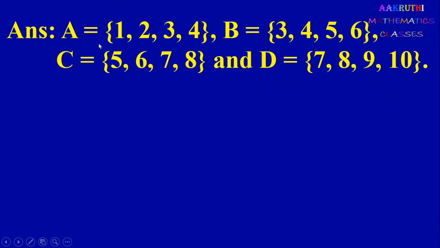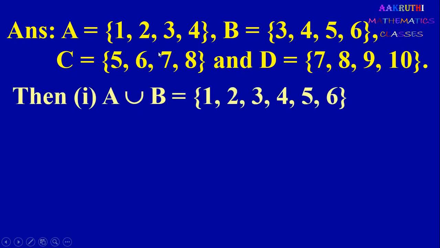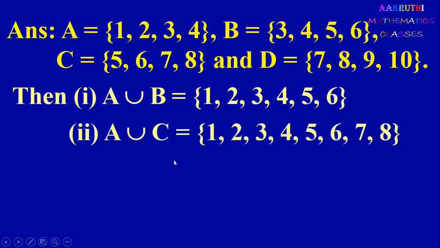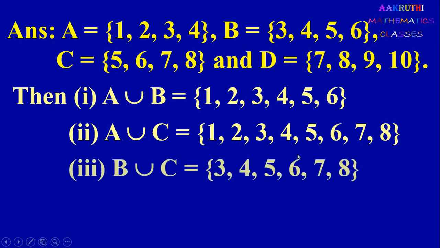Now first here it is given A equal to {1, 2, 3, 4} and B equal to {3, 4, 5, 6}, C equal to {5, 6, 7, 8} and D equal to {7, 8, 9, 10}. Now first question is A union B. Take all elements from A and B, that is 1, 2, 3, 4 and 5, 6. So A union B is {1, 2, 3, 4, 5, 6}. Second question is A union C. Take all elements from A and C, that is {1, 2, 3, 4, 5, 6, 7, 8}.